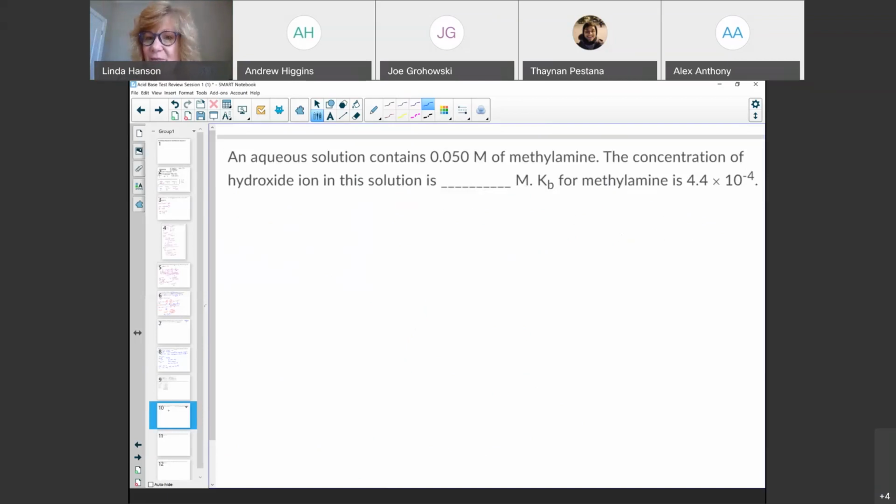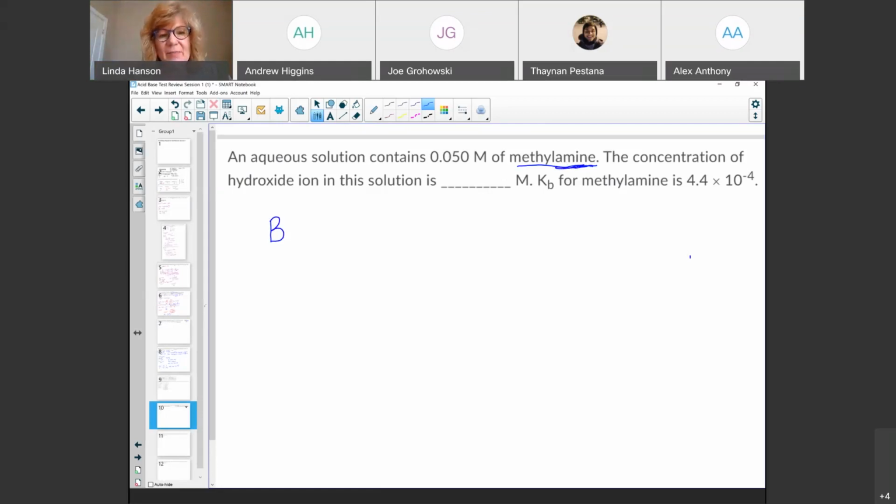I'll work a next example. This one is a problem given a methylamine, and the concentration of hydroxide is what's being asked for. The Kb for methylamine is given. Now, if I had no idea what methylamine is, it's a nitrogen-based compound. So we have this ammonia derivative. So even if I don't know the formula for methylamine, that's okay. I just use the letter B to represent base.